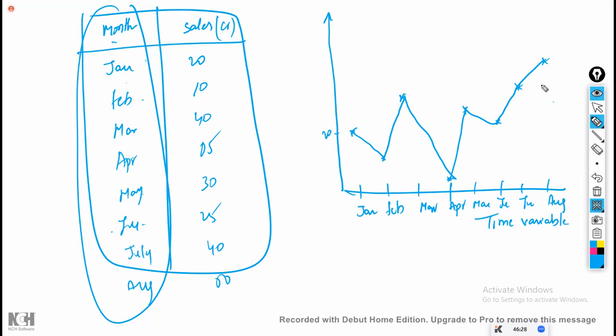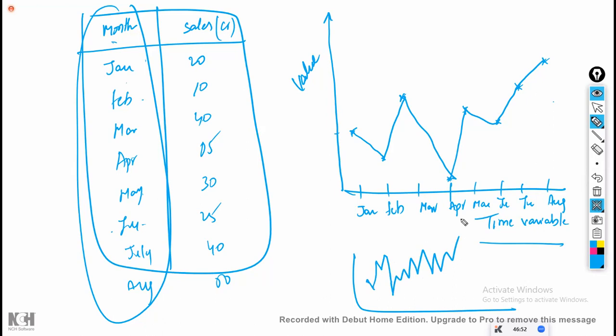Is that clear? So the time variable you are going to take on the x-axis, and the value on the y-axis, whatever the value. In the stock market, we have data every day, that is April 1st, some share price. Next day, the share price, next day, the share price, like this. This graph is with respect to the dates on the x-axis, value on the y-axis. This is a time series plot. For time series data, we are going to use the time series plot.